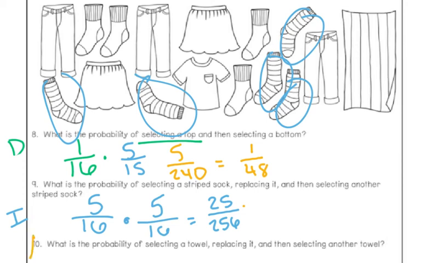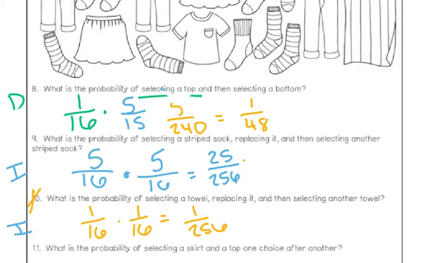Number 10 says, what is the probability of selecting a towel, replacing it, and then selecting another towel? First of all, this is an independent event since we are taking something out, putting it back, and then doing it again. So in this problem, there's only 1 towel out of the 16 items in the laundry basket, so the probability of the first event is 1 out of 16, and the probability of the next event is also 1 out of 16, so this is a 1 out of 256 probability. Let's look at number 11.